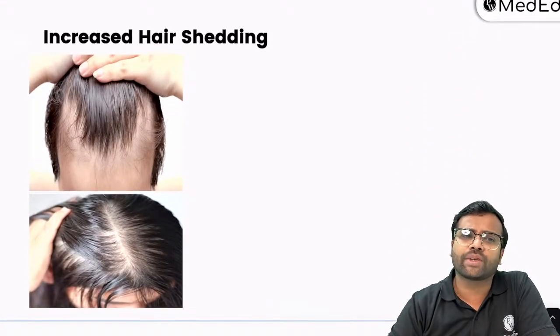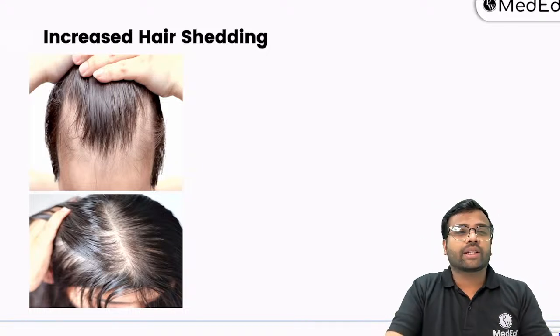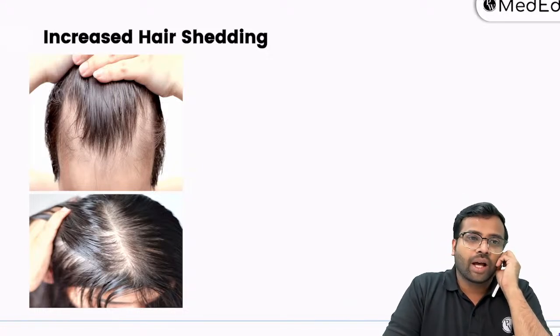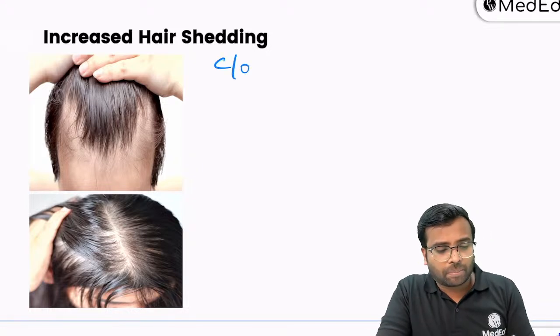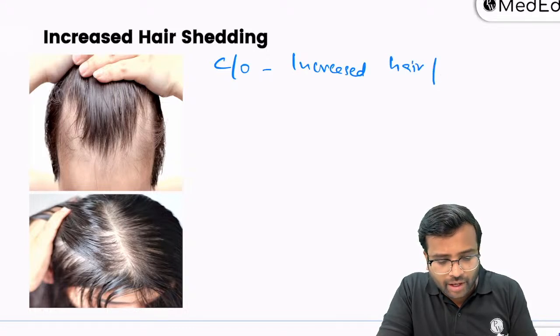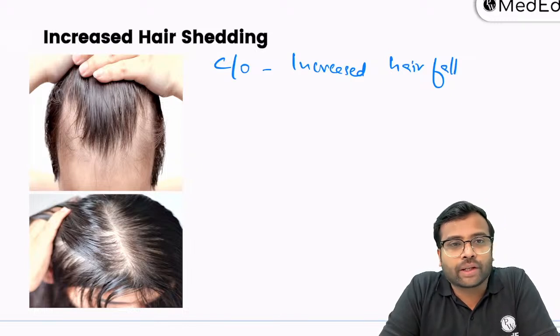The first symptom which I have written in the initial page was regarding increased hair shedding. So what happens with increased hair shedding? A patient can complain. So I'll just write down the complaint here. The patient will complain of increased hair fall.